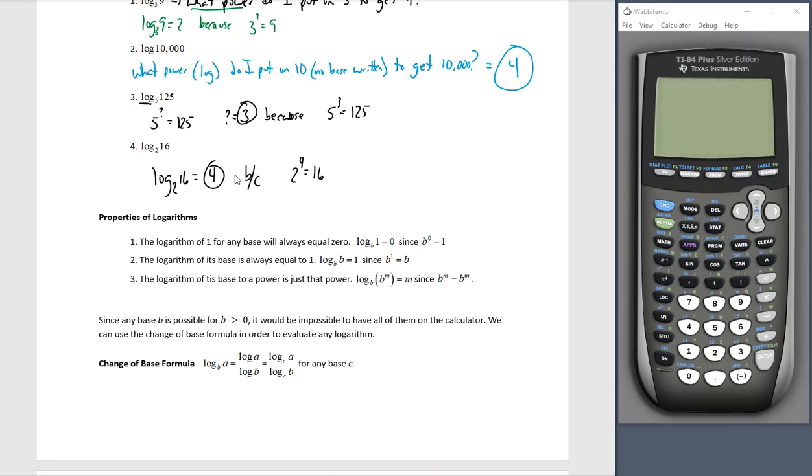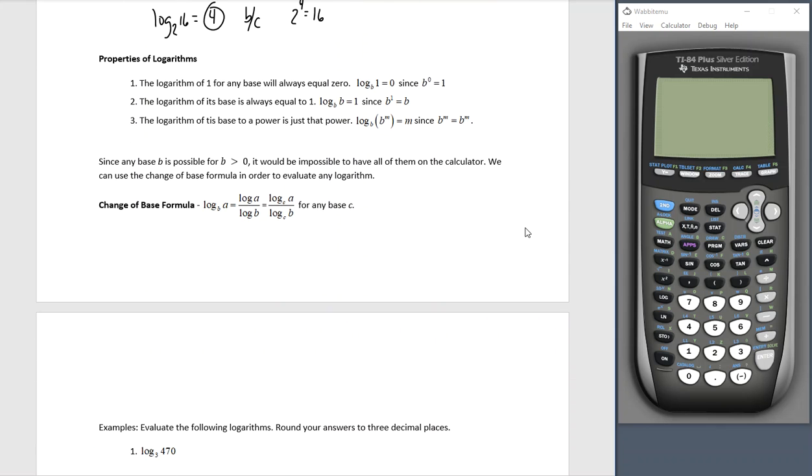All right, that's it. When it gets harder down the road, just remember, all a logarithm is an exponent. So let's look at some of these properties of logarithms.